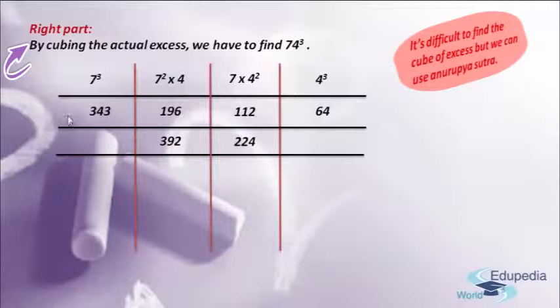Now here I have got two rows, this is the first row and this is the second row. Now we have to add up these two rows. Friends, if you observe the answers in the fourth part, here we don't have any number to add up with 64.